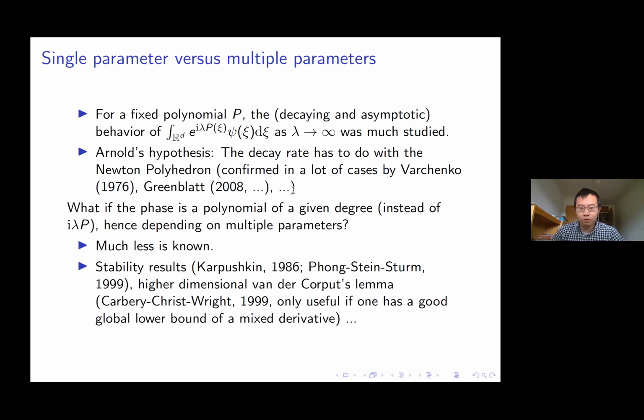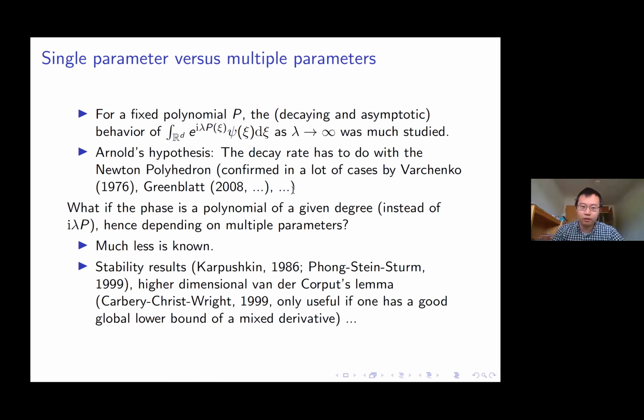And von Stein-Sturm has a follow-up study in 2 and 3 dimensions, but they studied slightly different stability results to my knowledge. And also, I've talked about this van der Corput lemma, which is the most interesting component in the one-dimensional phenomenon. But there's a very nice higher dimensional van der Corput lemma discovered by Carbery, Christ, and Wright, saying that if you have a mixed derivative that's always greater than 1 on your integration domain, then you will have very nice decay rate estimates. Actually, if you assume the phase is a polynomial of a given degree, this will actually match the best you can imagine. So very impressive. But it's also only useful if you have a global lower bound of a mixed derivative, which doesn't hold in all the situations.